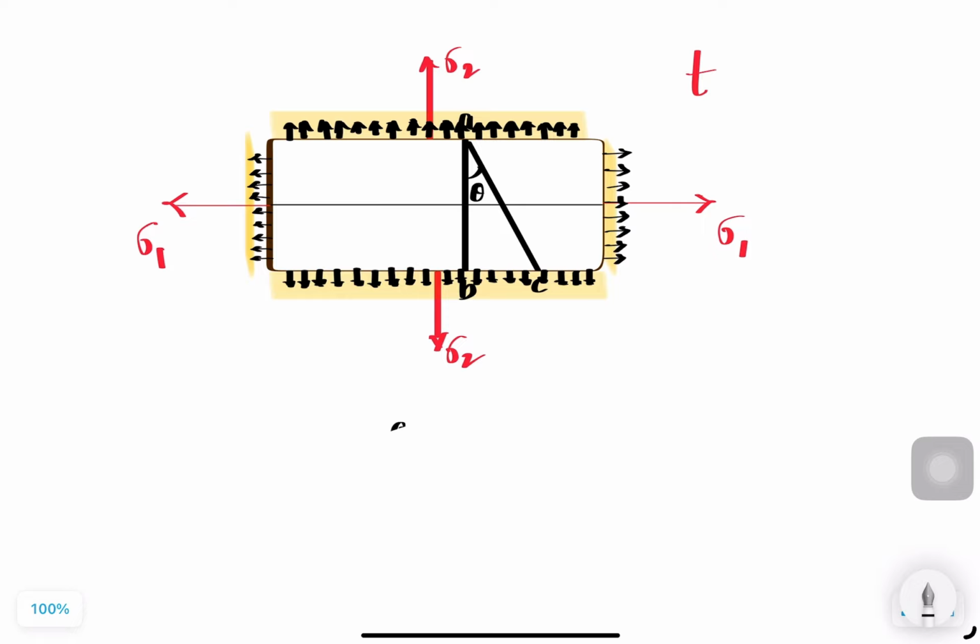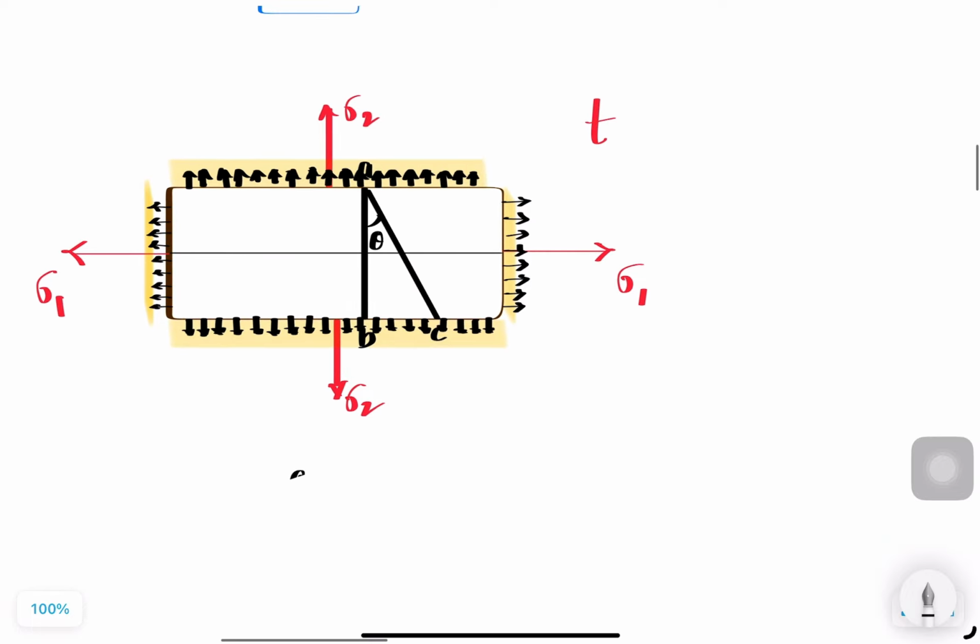The stresses are manifesting because of the uniformly distributed forces. So sigma 1 is because of the uniformly distributed load. You could see the uniformly distributed load shaded in yellow, the little black arrows that you see. That indicates the uniformly distributed load. Fine. So to begin with, I want to first define the expression for sigma 1.